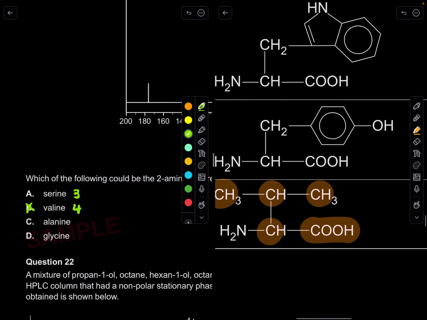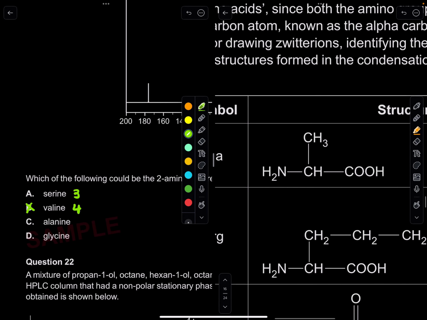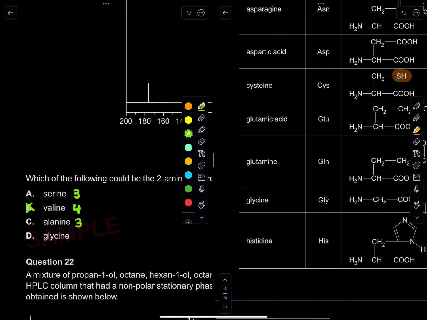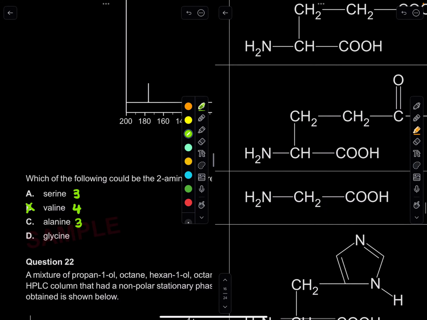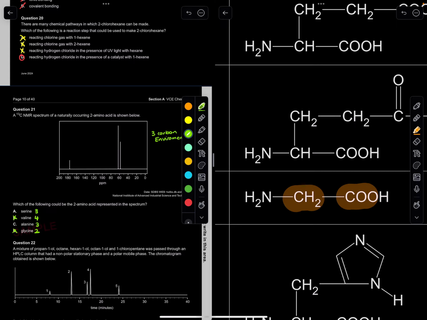Is it alanine? Let's have a look at alanine. Alanine looks like that. So we get 1, 2, 3. Yep, it could be alanine. It has actually 3. What about glycine? Glycine looks like this. Glycine only has 2. 1, 2. So not D, because there's 2. There's supposed to be 3. Okay, now you're probably thinking, so we've got A and C. Luckily, it's a 50-50.